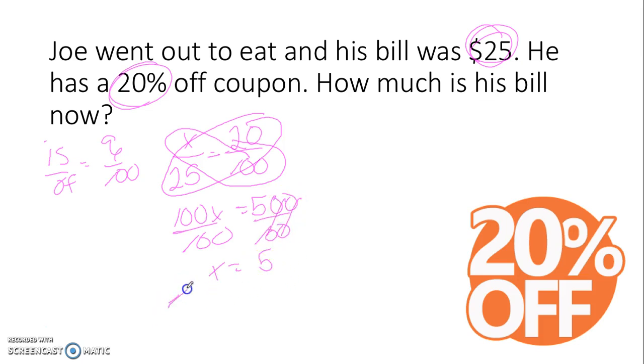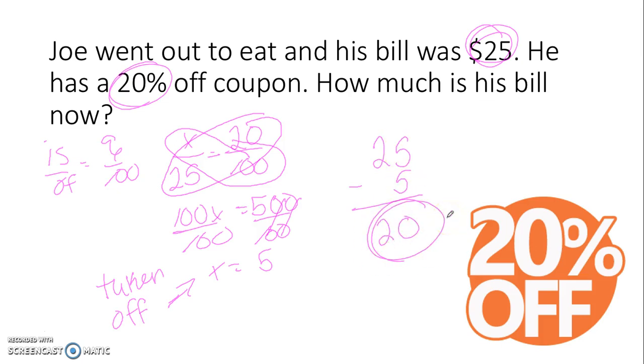All right, and remember that that 5 is how much that's going to be taken off, or how much you're going to save. So to take off, think about it. If you're going to take something off, your bill was originally $25. You're going to subtract $5 from it. Your bill is going to be $20 without the tax or the tip yet. So your bill is going to be $20.